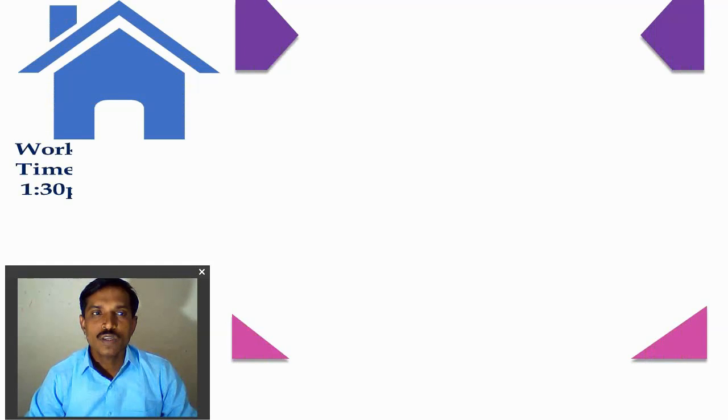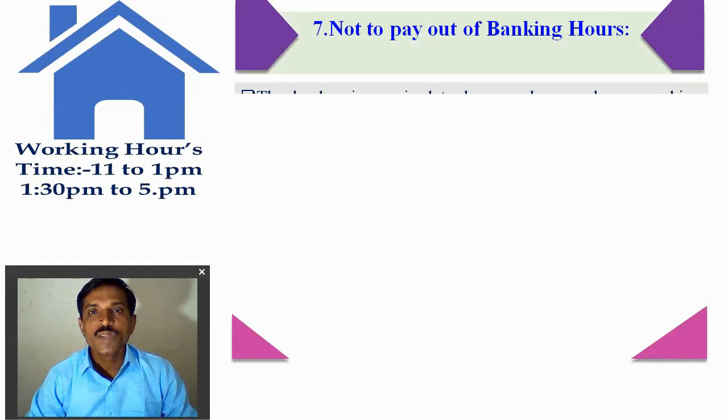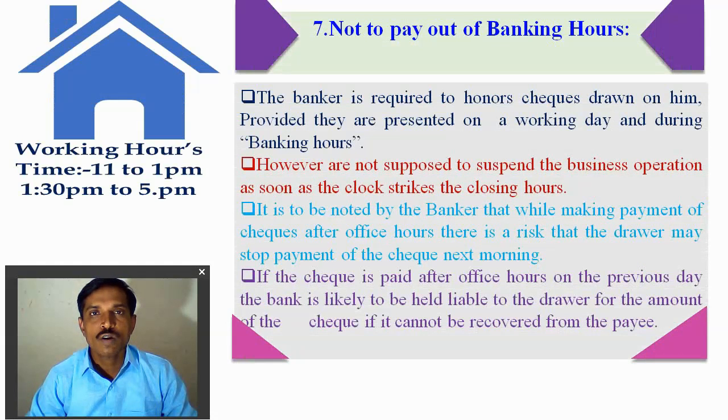Next is about the working hours. Recently the RBI changed the working hours. For banks in city, multi-city and metropolitan areas, the beginning time of banking hours is 9 am to 4 pm, and generally the time is 11 am to 5 pm. So not paying out of banking hours is a precaution about paying the customer's check.